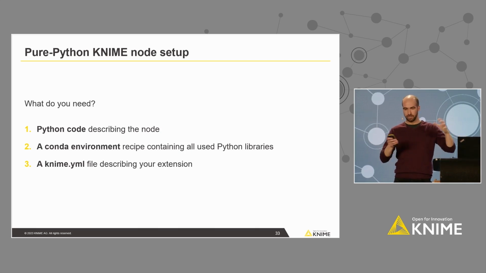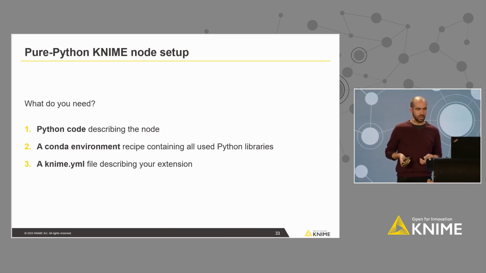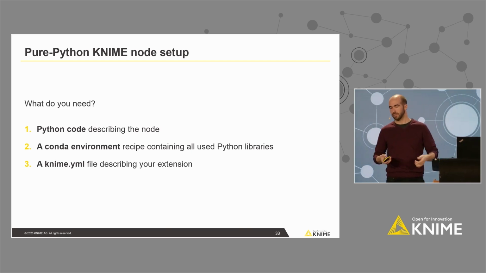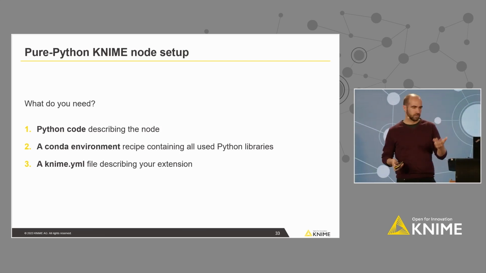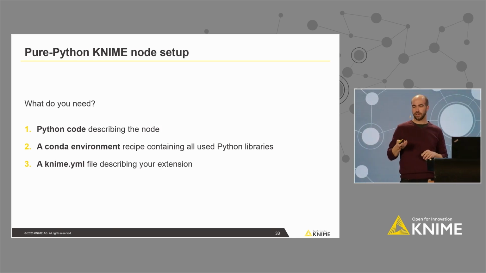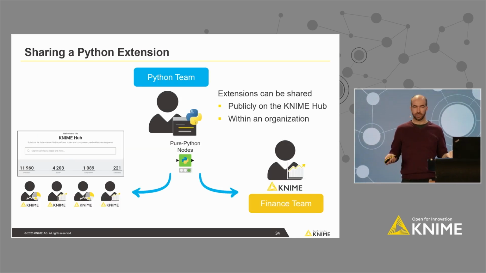And when we package your extension and put it on the hub, then we will take care of this environment being installed on the user machines. And the other thing you need to have is a Knime YAML file, we call it, which just contains a description, like what is the name of your extension, who developed it, what version, what license, these kinds of things. Once you have that, you're ready to share.